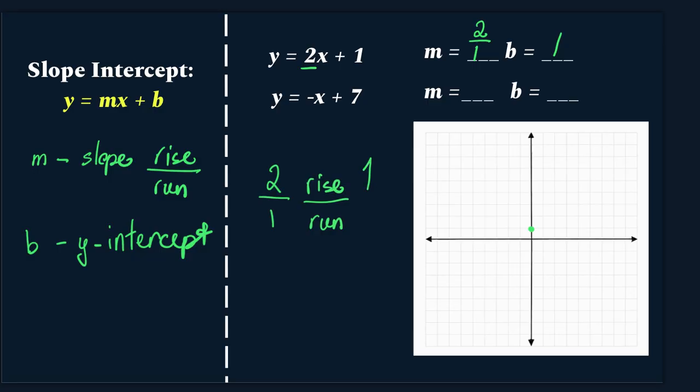So rise, we're going to go up since it's a positive slope, and then run, we're going to go towards the right, again, because it's a positive slope. Let's go ahead and do that. So we're going to go up 2, and then we're going to run 1. And then we're going to put our point right there. Let's do that again, going up 2 and 1, up 2 and 1. I think we're ready to draw a line.